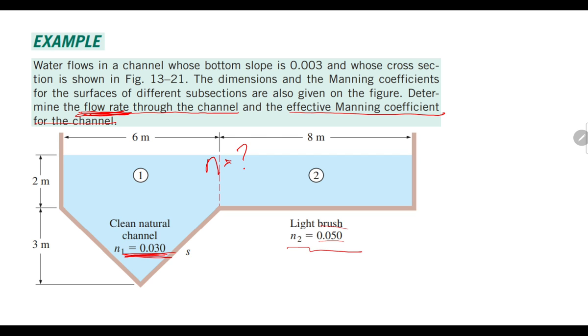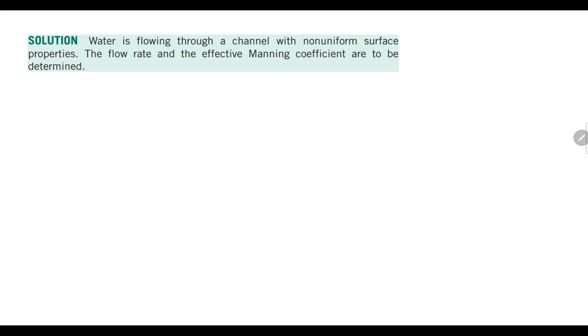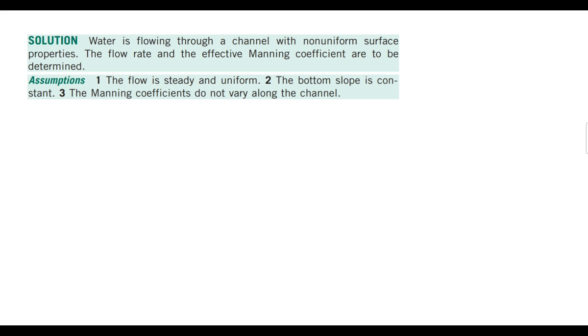Since we have an irregular channel, we must divide the area into two. So we divide the area. The bottom slope is 0.03. Again, those are the assumptions: the flow is steady, the bottom slope is constant, and Manning's coefficients do not vary along the channel.